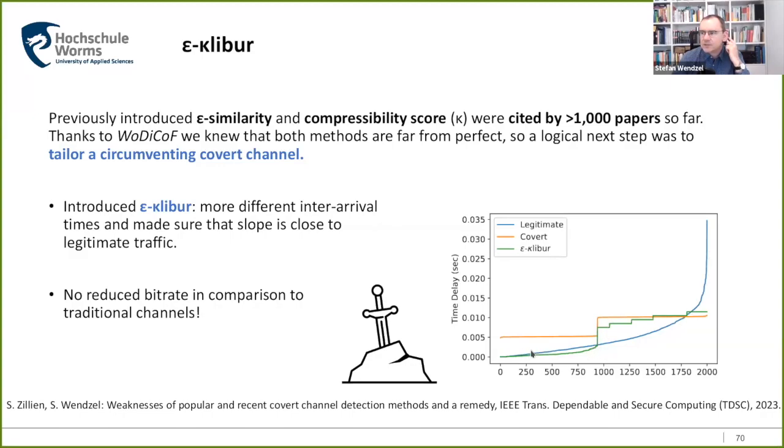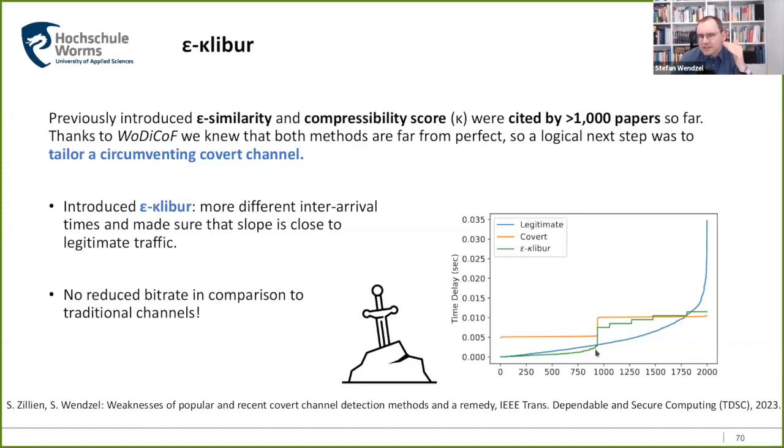What we did is we implemented essentially the green one because we want to attack the 2 ideas of the epsilon similarity and the compressibility score. The compressibility score performs well if the same values occur many times. So we introduced this slight slope here. So we have many different values that will decrease the compressibility score. So it looks more like legitimate traffic, and that can already circumvent the compressibility score.